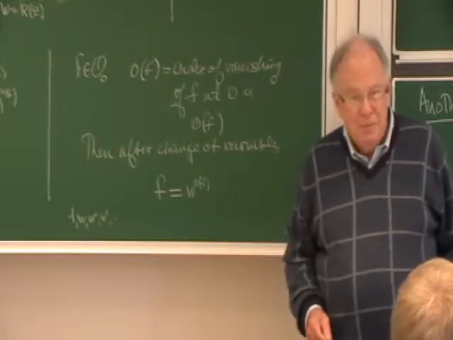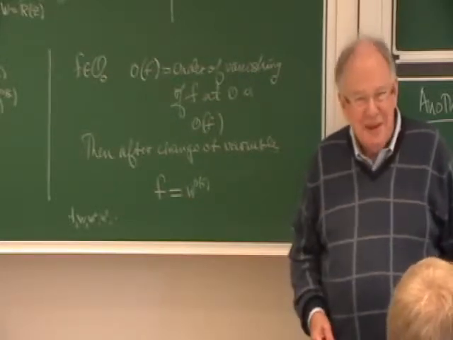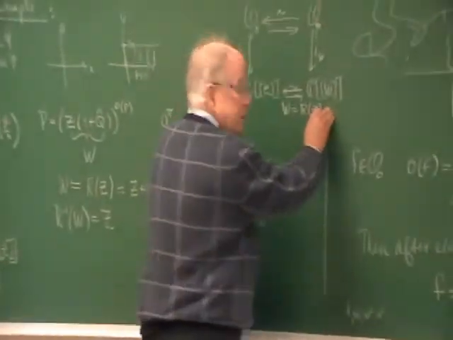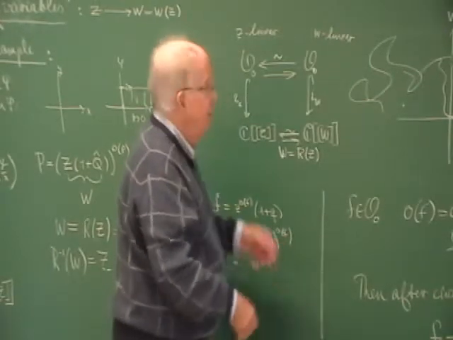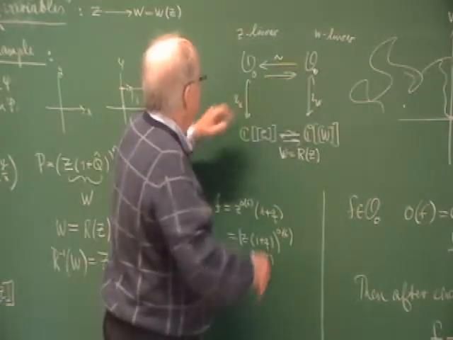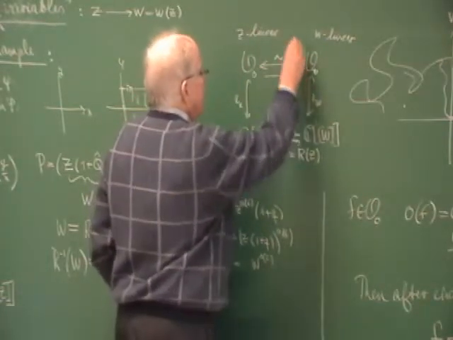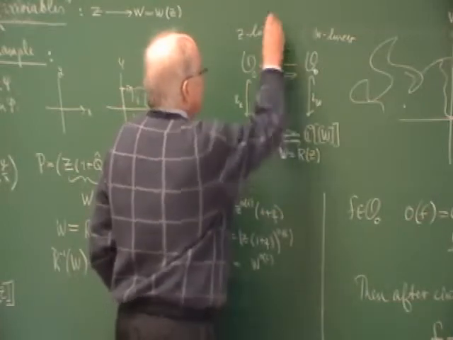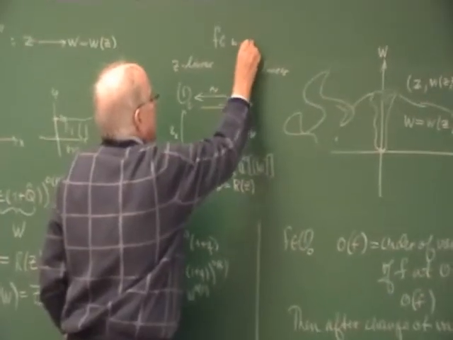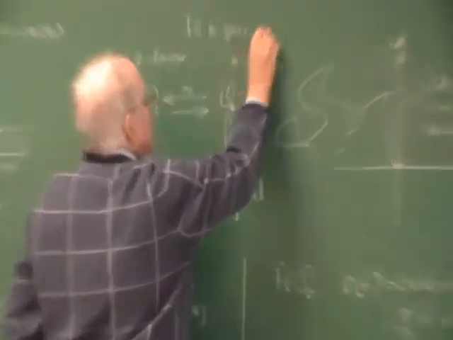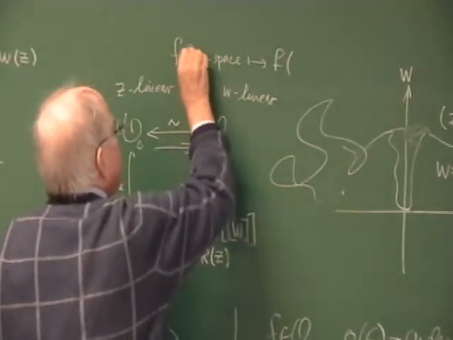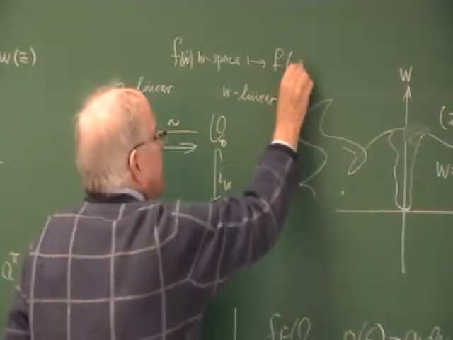Another more intuitive, more pleasing statement is that this formal change of variables, which you understand, I think, lifts to a convergent change of variables, which says that this mapping here is given by f of w on W space goes to f of w of z. Do you get it?